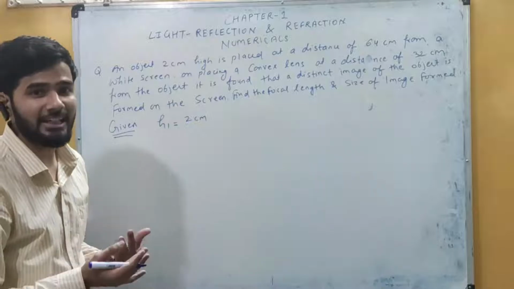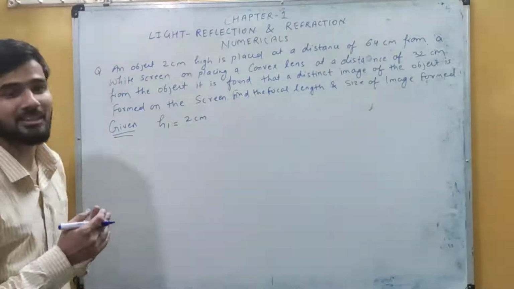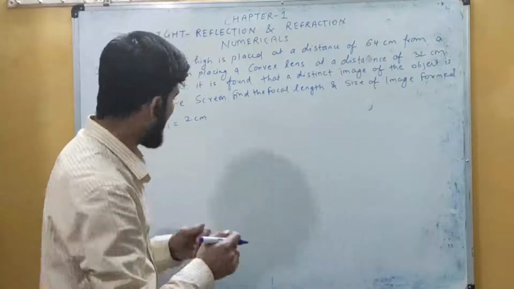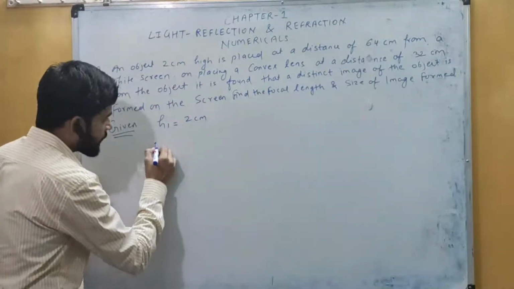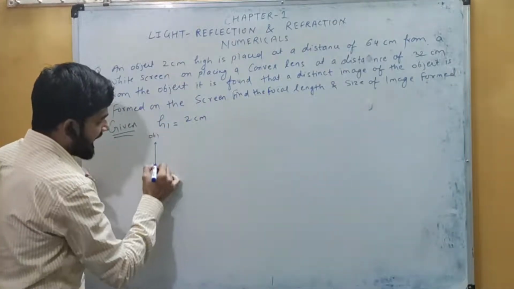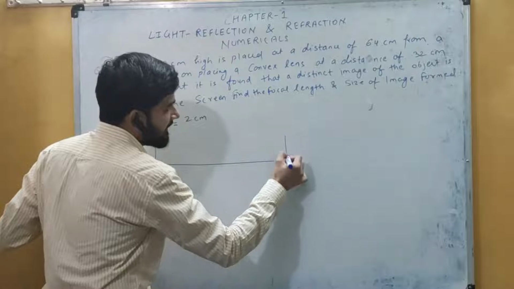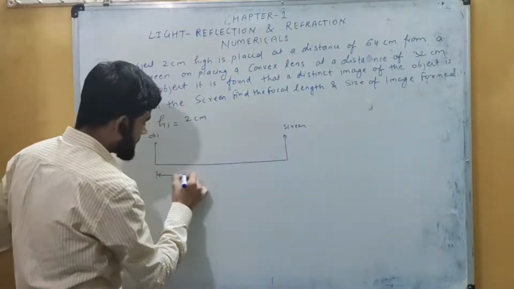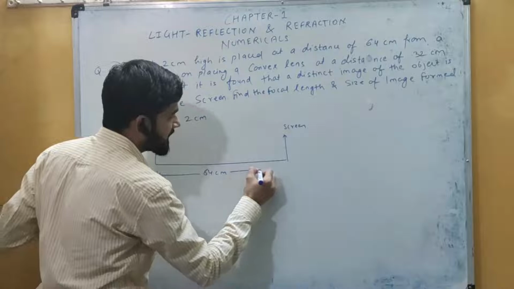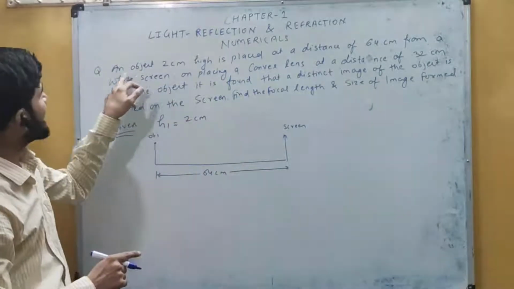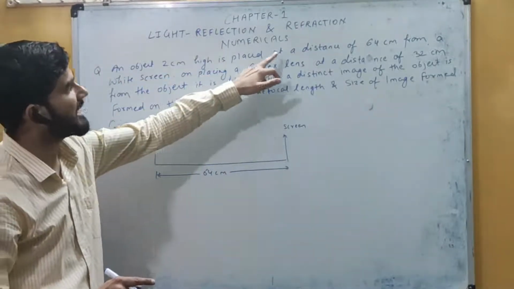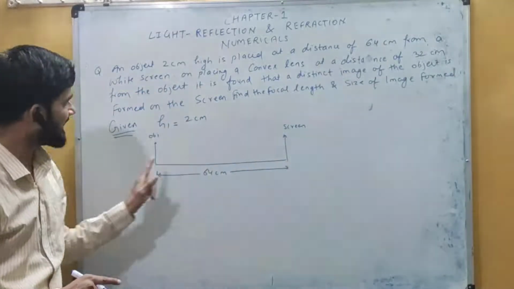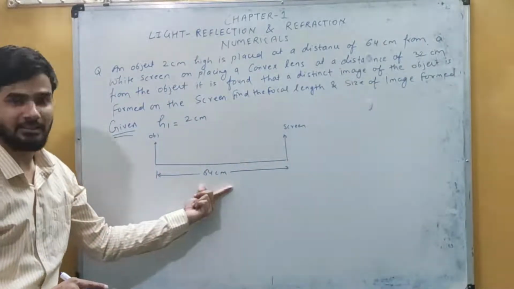We have the screen. अब यहाँ पर डायरेक्टली हमारे पास ऑब्जेक्ट डिस्टेंस नहीं है, क्योंकि ऑब्जेक्ट डिस्टेंस क्या होती है? From the lens. मतलब यहाँ पर क्या गिवन है, अगर हमारे पास ये कोई ऑब्जेक्ट है और on the other side we have a screen, this is screen, तो यहाँ पर दोनों के बीच में जो डिस्टेंस है that is 64 centimeter which is given. That an object 2 centimeter high is placed at a distance of 64 centimeter from a white screen. This is the screen and this is the object and that is the distance.